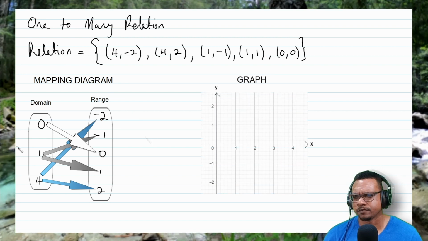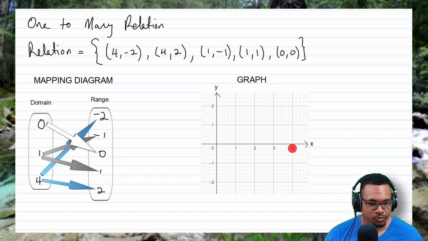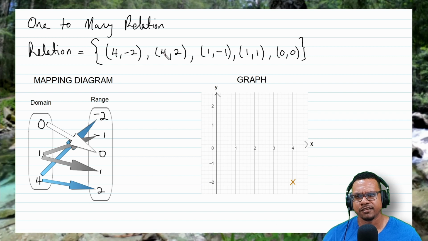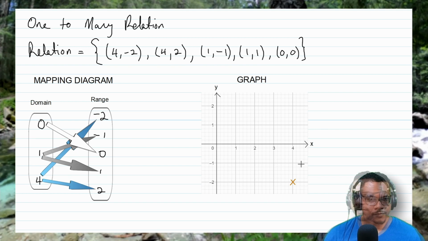All right, so here I have my Cartesian plane, which is the intersection of my two number lines at 90 degrees. So let's plot these points for this one to many relation. So we have 4 in the domain mapped to -2 in the range. So you're going to start at 4 and go all the way down to -2 in the range. Then we're going to have 4 mapped to 2, which is this 4 mapped to 2 here. Of course, the 4 to -2 was here, and now 4 to 2. So we're going to have the same 4 in the domain mapped to 2 in the range.